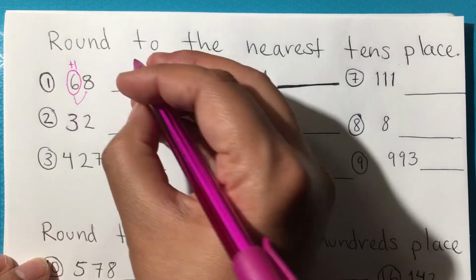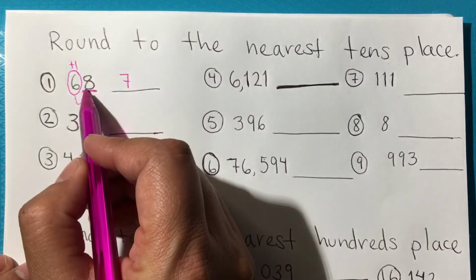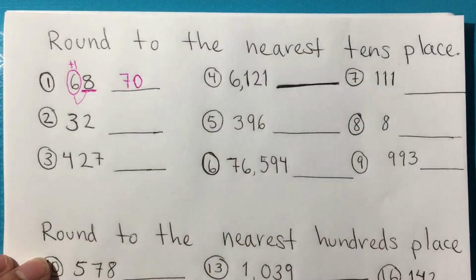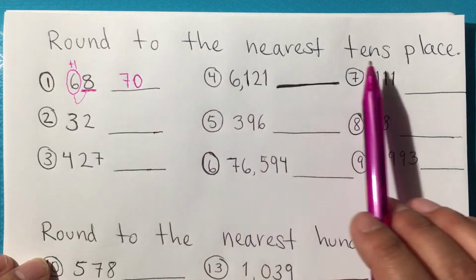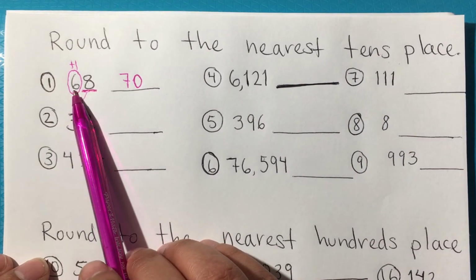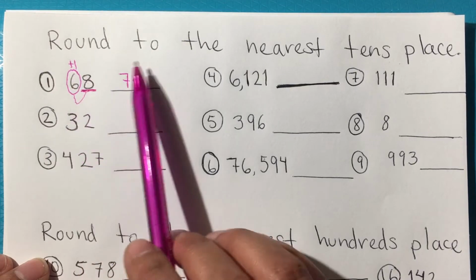So 6 plus 1 is 7. And anything in front of that, or to the right, will become a 0. Now, the rounding part just means, is this closer to 60 or the next 10, which is 70? And 68 is closer to 70.